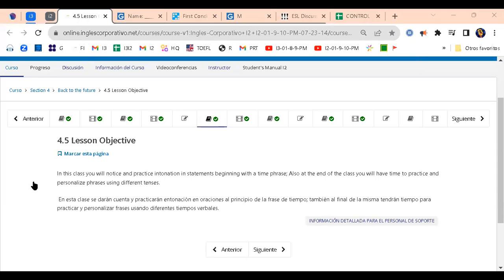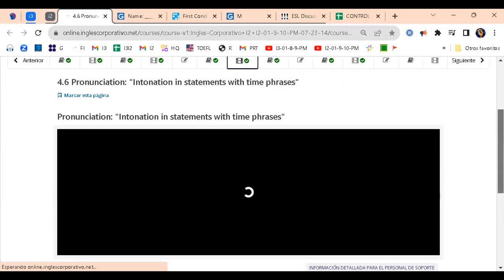Well, for today's lesson, we're gonna be checking intonation in statements beginning with a time phrase. So we're gonna learn how to pronounce. Previously, we discussed time expressions, about time contrast. So now we're gonna be checking how to pronounce these time phrases correctly. So you'll have the chance to practice and personalize these phrases using different tenses. So let's start, guys.